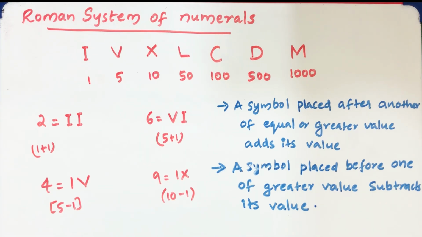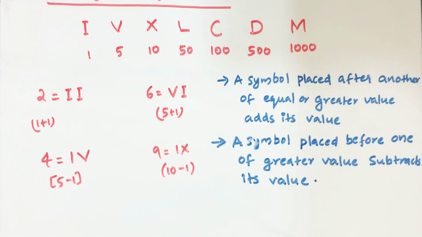So these are the 2 basic or important rules. All other rules come automatically. See how we write 3 and 4. 3 is equal to 1, 1, 1. This is 3. And 4 is, we know, 5 minus 1. Why don't we write 1 four times? So that is another rule. A symbol is not repeated more than 3 times.